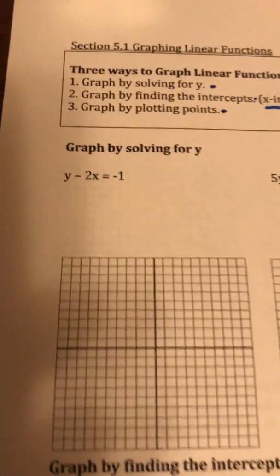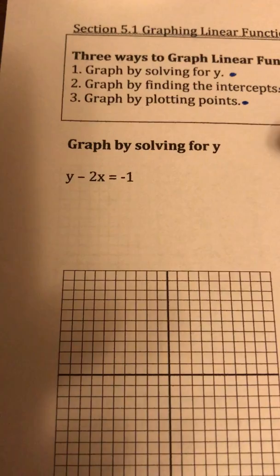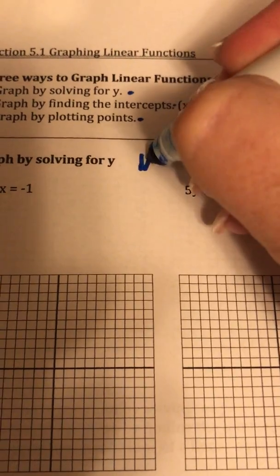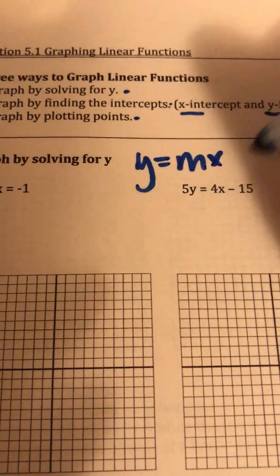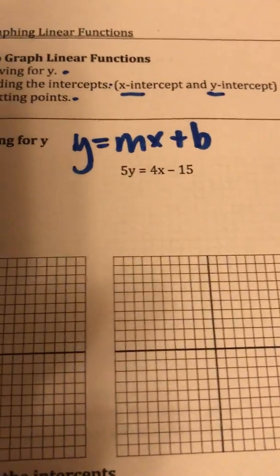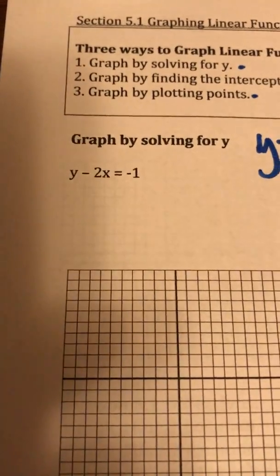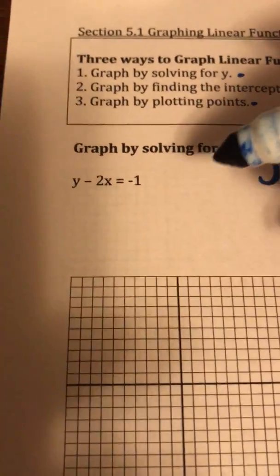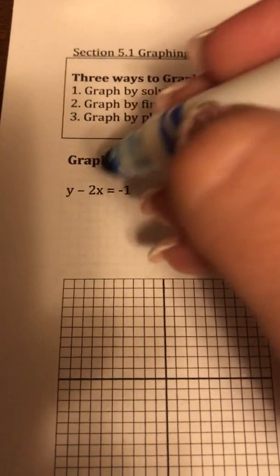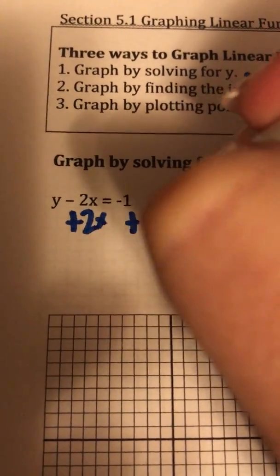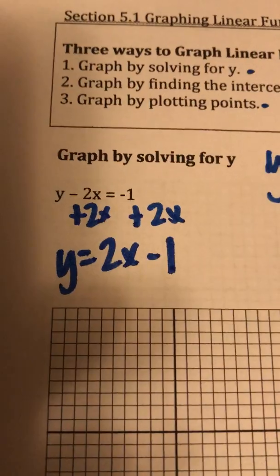Now, in our first method where we graph by solving for y, we always want to get our equation into the form y equals mx plus b, which is our slope-intercept form. So what we have to do, just like we've done before with isolating variables, is get y on one side by itself. In this case, we have the negative 2x, so we can add 2x to this side, add 2x to this side, and now we have y equals 2x minus 1.